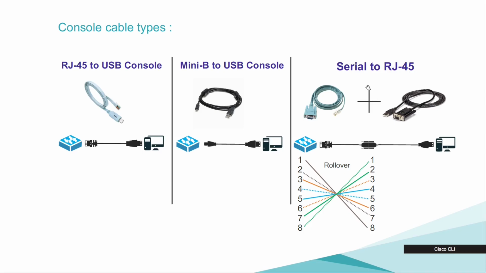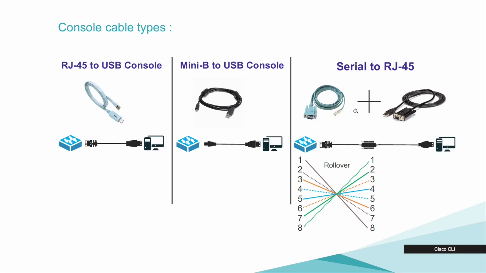We also have the serial to RJ45 cable. This cable is always blue and we can also call it rollover. We call it rollover because the pinouts on one end are reversed on the other end. When we spoke about 10BASE-T and 100BASE-T, we said that there are straight-through and crossover cables, right? For serial, it is a rollover cable. So we have pin 1 connected to pin 8, 2 to 7, 3 to 6, 4 to 5, 5 to 4, 6 to 3, 7 to 2, and pin 8 to 1.